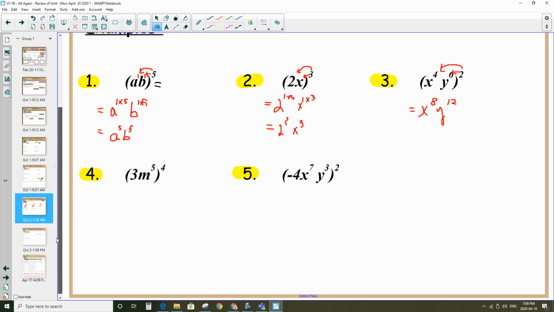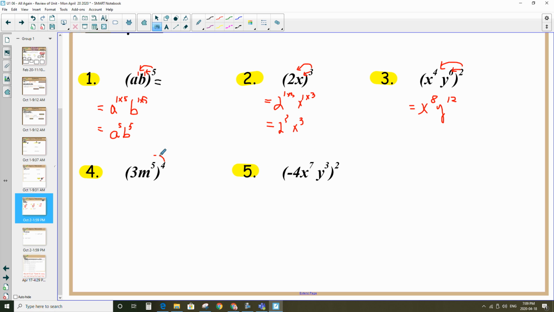Question 4. Okay, the 4 goes with the 3, which has a 1, and with the 5. So 1 times 4 is 4, and 5 times 4 is 20. And don't forget the equal sign.